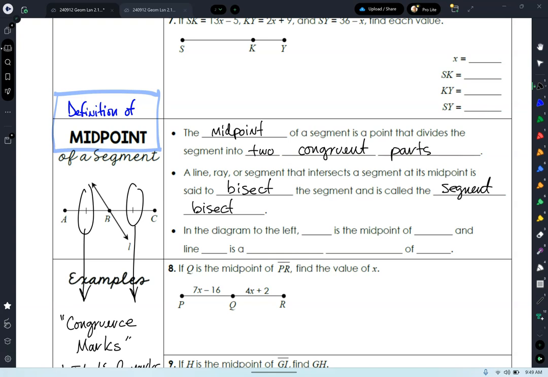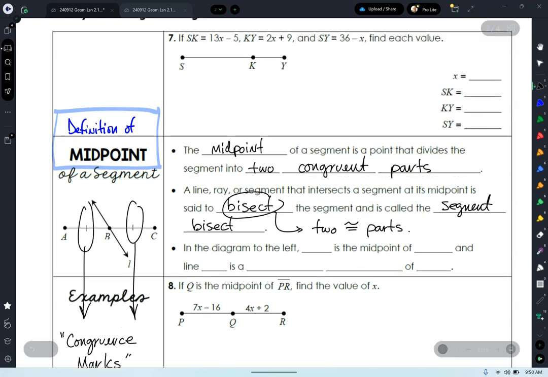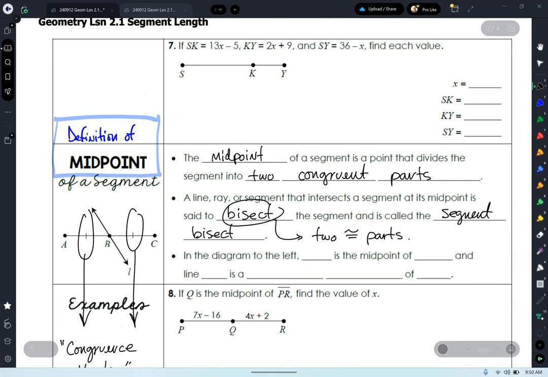I want to be clear that when we bisect something, that means that we break it into 2 congruent parts. I can't draw an arrow. Okay, here, I'm going to give you a little notation to jot in up here. You ready? You watching? Make sure you're watching so you know where I write.